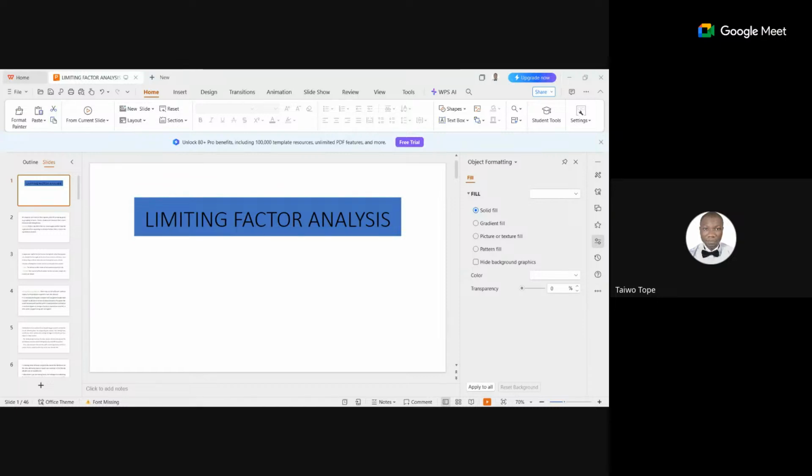So we have a case of single limiting factor, we have a case of multiple limiting factor. Now, a case of single limiting factor is treated by ranking products based on the product that will give the highest contribution per unit of limiting factor. So based on the product that will give the highest contribution in relation to that limiting factor, we rank.